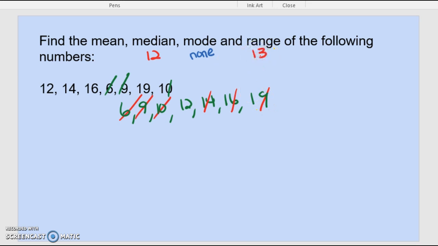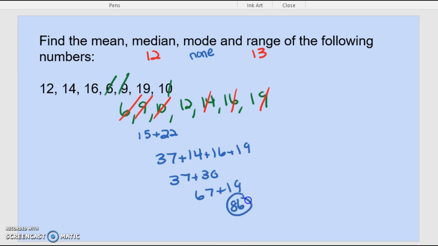And then my mean, that's the one where I actually need to do some math. So I'm going to add these all up. 6 plus 9, that's 15. Plus, let's see, we'll just call this 22 because that's 10 plus 12. So 15 plus 22 is 37. Plus 14 plus 16 plus 19. So 37. Actually, 14 plus 16, that's a nice number because that's going to be 30. So I have 37 plus 30, which is 67 plus 19. 67 plus 20 is 87, so I have 86. And then I divide by 1, 2, 3, 4, 5, 6, 7, divided by 7. So 86 divided by 7.